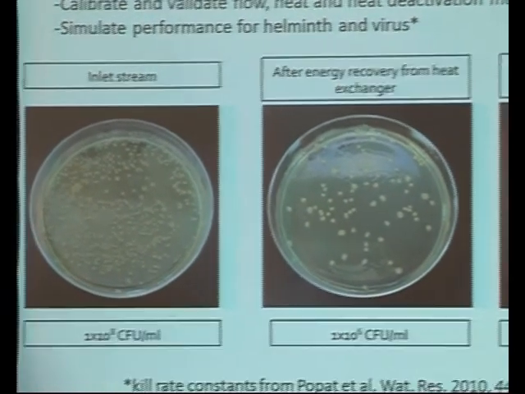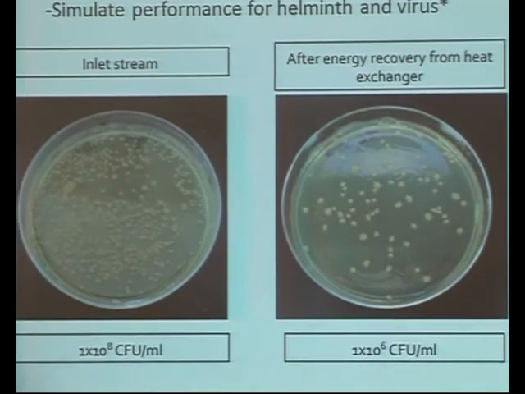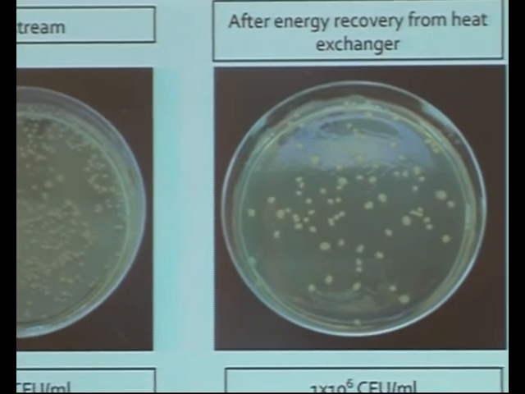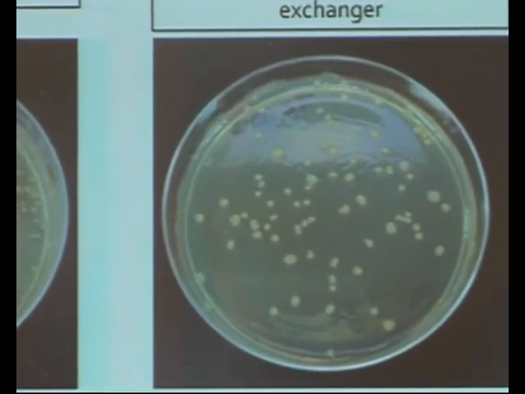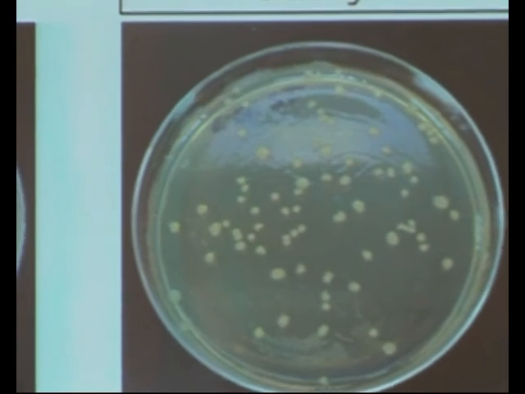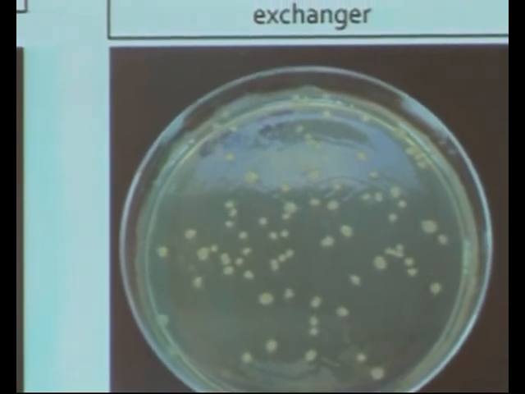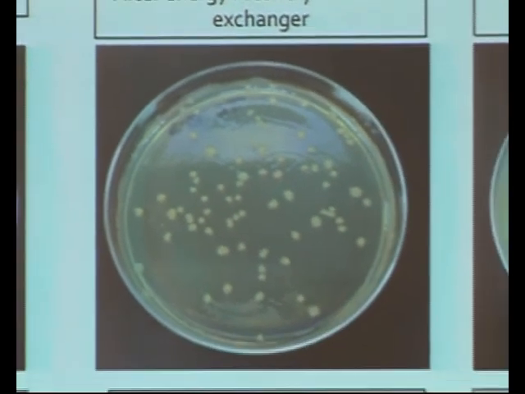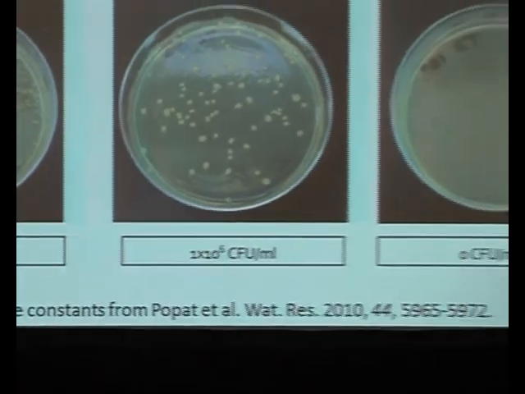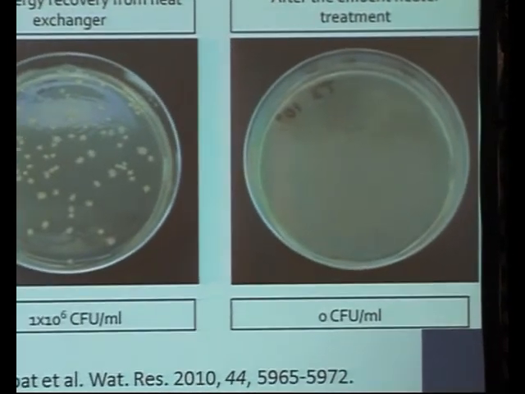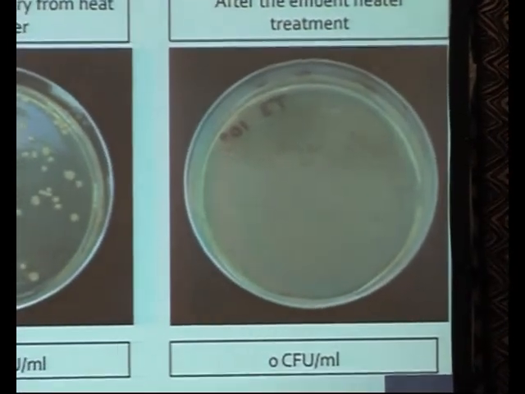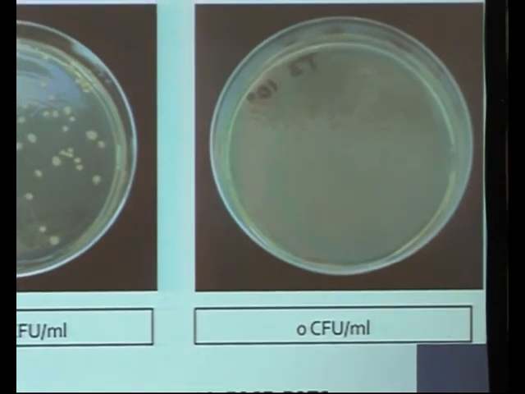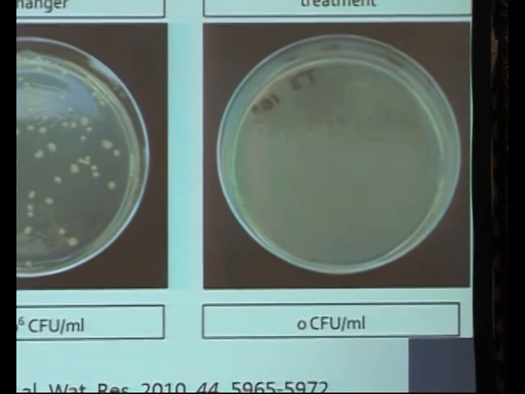From that, we can calibrate and validate a mathematical model that we have that accurately describes the dynamics of flow, of heat, as well as heat deactivation of our pathogen. And then we can simulate the performance for other pathogens of interest, in particular helminth and virus, once we have the heat deactivation constant. So in pictures here you see what it looks like on plates.